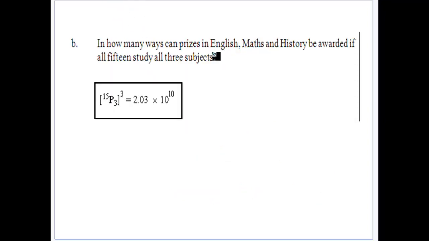If we have prizes in English, maths, and history, and they could be awarded to all 15 of these students, how can we do that? Well, that would be 15P3 for each subject, because for each subject we want 3 selections out of 15 in order. And then we could do that for English, maths, and history, so we cube it, and it's going to become a lot of different ways we can do that.